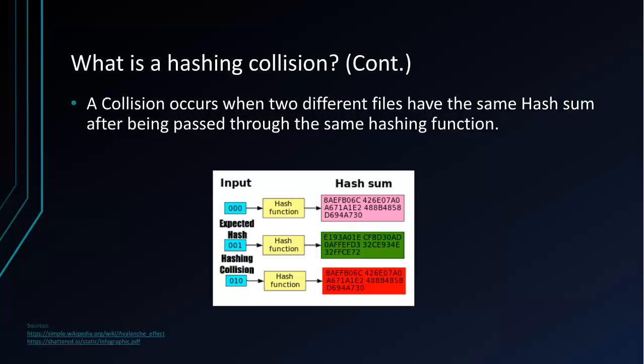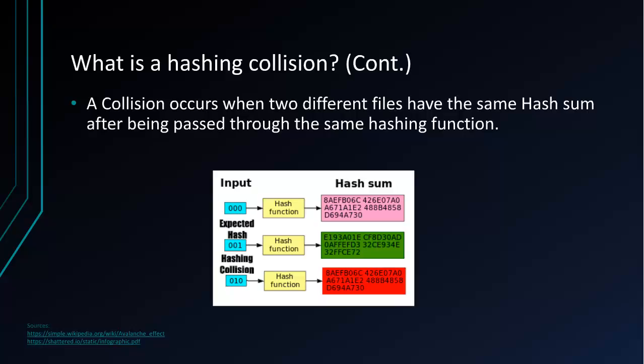As you can see in the diagram below, we input 000 and we get out a hash sum. And then we put in 001 into that same hashing function and we get a different hash, highlighted in green because that's what we would expect. Then we're going to put in 010 into this hashing function. And lo and behold, we have a collision because it has the exact same hash as the very first 000 that we put through the hashing function.